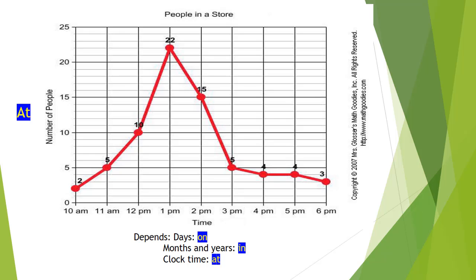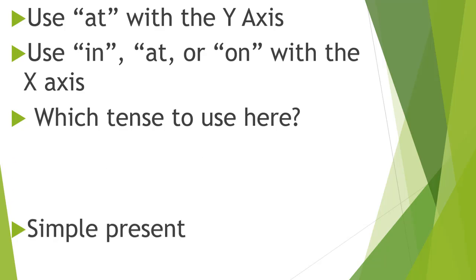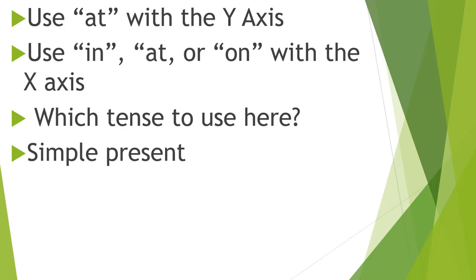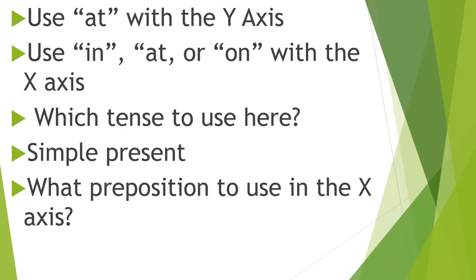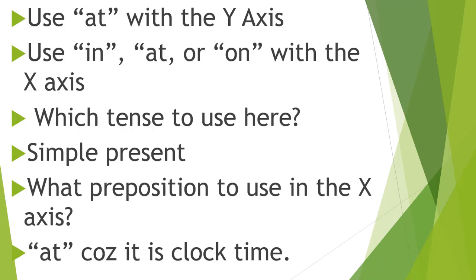So what tense should we use here? We should use simple present. Why is that? Because it shows a habit, something that happens every day. What preposition to use in the x-axis? Of course, at, because it's clock time.